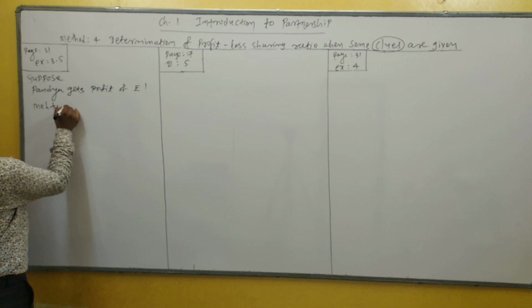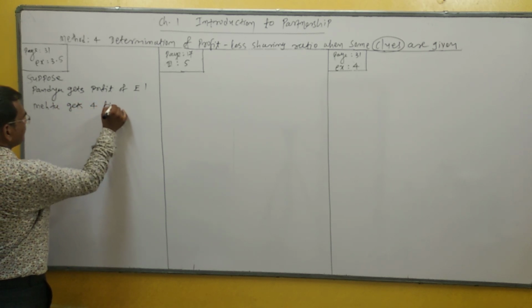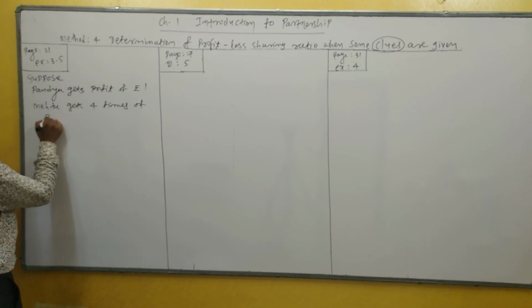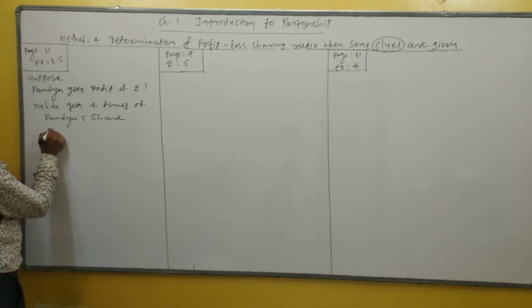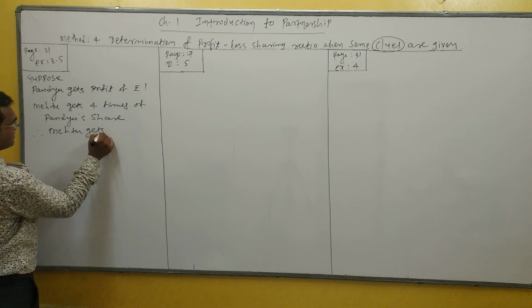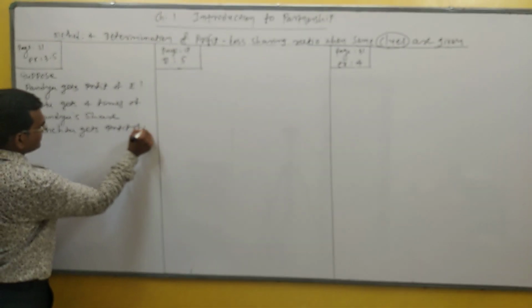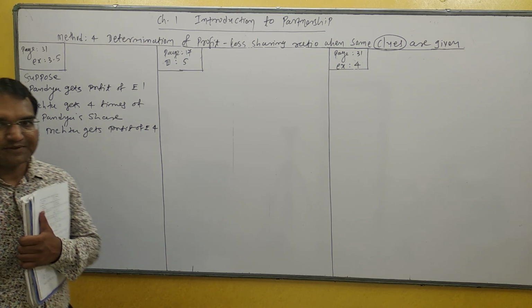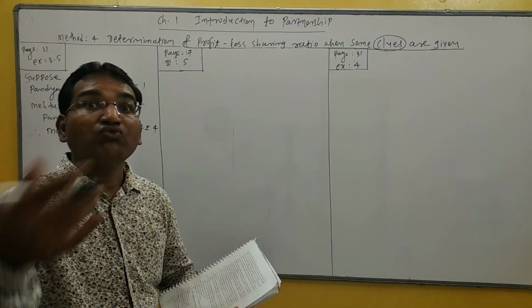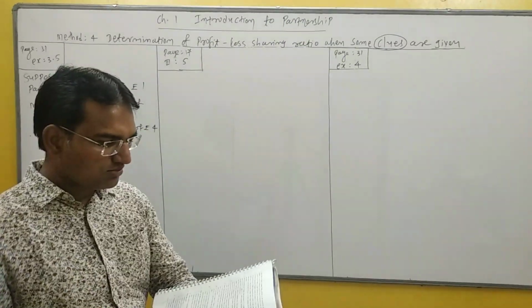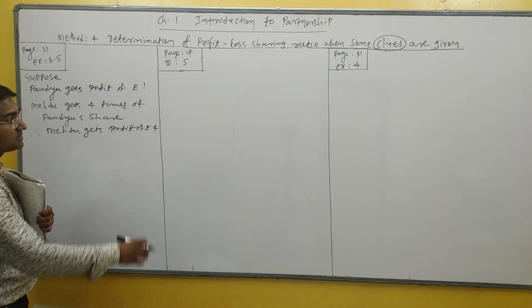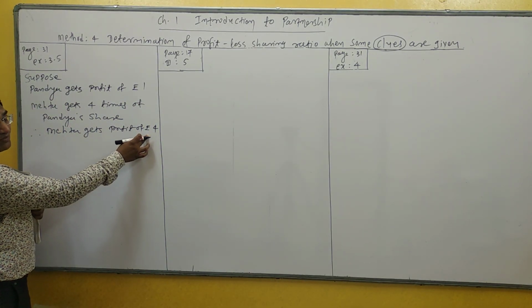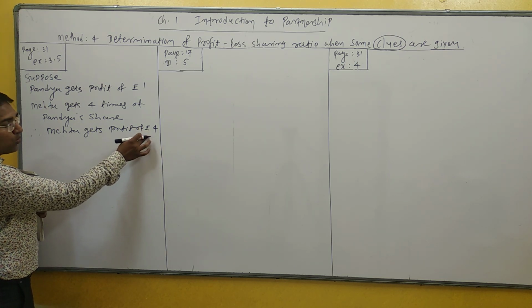Mehta gets 4 times of Pandya's share. So Mehta gets profit of rupees 4. Understand? Pandya 1, Mehta 4, because 4 times of Pandya. And now Bajpai received half share of Mehta. Bajpai received half of Mehta, half of 4.